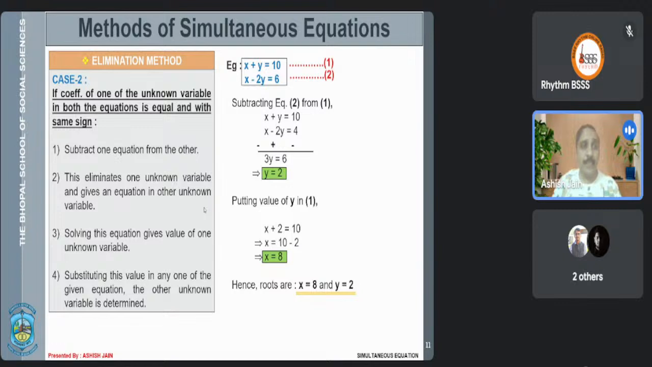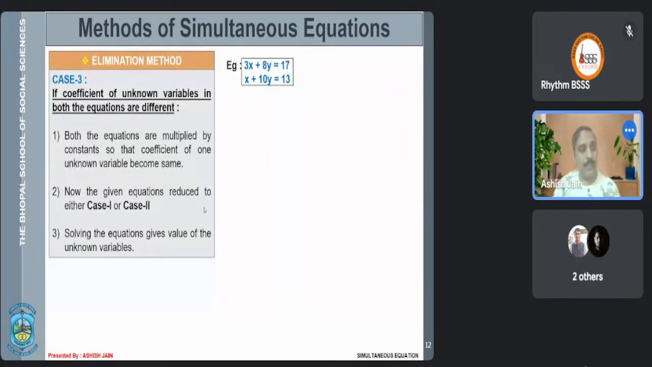Now we come to the third case, which is very, very important. Question यहाँ से tough हो जाता है थोड़ा सा. Here, the third case is if the coefficients of unknown variables in both the equations are different. Now, this is case number 3. Let us see the example. We have 3x plus 8y is equal to 17, and we have x plus 10y is equal to 13.